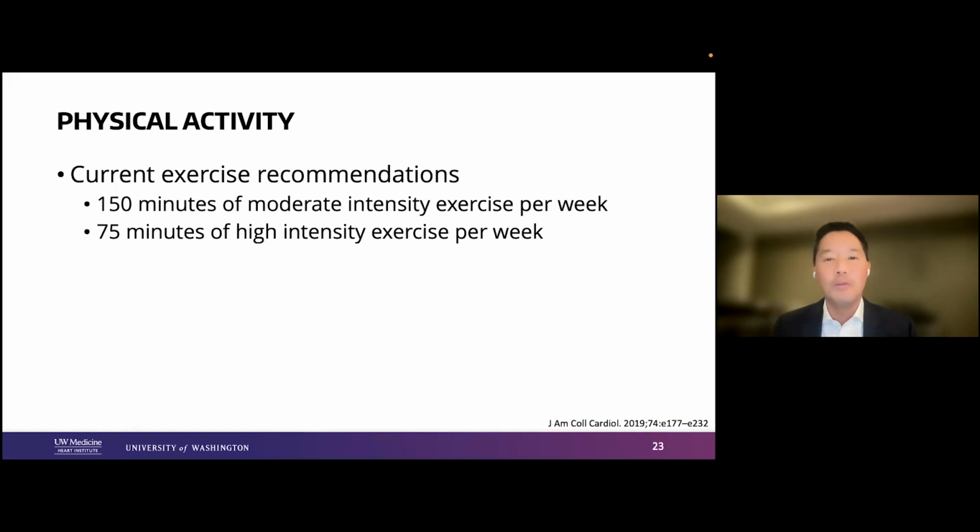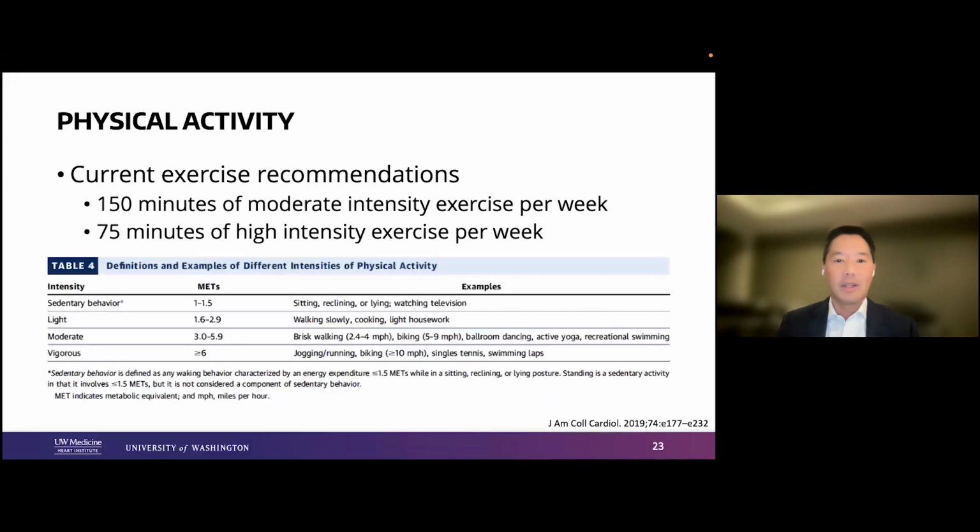I'm not going to go too much into detail, but I just want people to recognize what the current recommendations for exercise are. In the US guidelines, the current recommendation is to do at least 150 minutes a week of moderate intensity exercise, and we'll go through what that means, versus 75 minutes of high intensity exercise. If we look at what represents moderate intensity exercise, you can see that brisk walking at 2 to 4 miles an hour, biking leisurely at 5 to 9 miles per hour, yoga, and recreational swimming all constitute moderate activity, whereas vigorous activity is biking at a higher rate, swimming laps, or jogging.